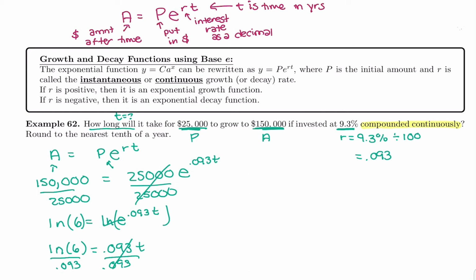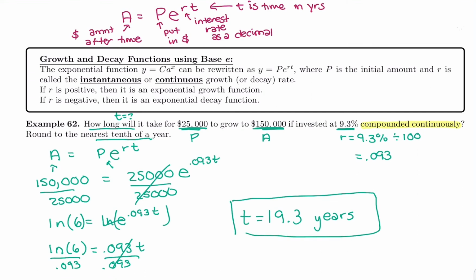I'm going to plug into my calculator ln of 6 divided by 0.093 and round to the nearest tenth of a year. So t, it's going to take about 19.3 years. 19 years approximately to get from 25,000 to 150,000 if we can grow it at a rate of 9.3%. We're going to end up with 6 times the amount of money if it's compounded continuously. So every time you see compounded continuously, you're thinking A equals P e raised to the RT.